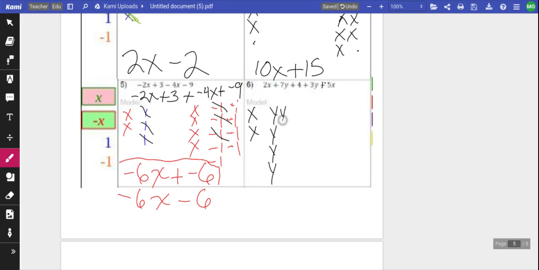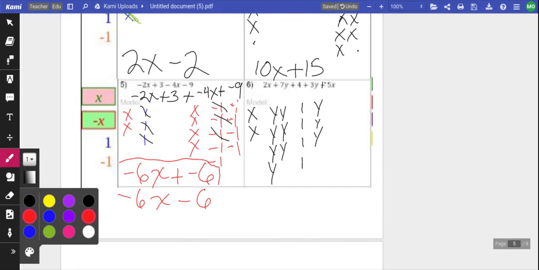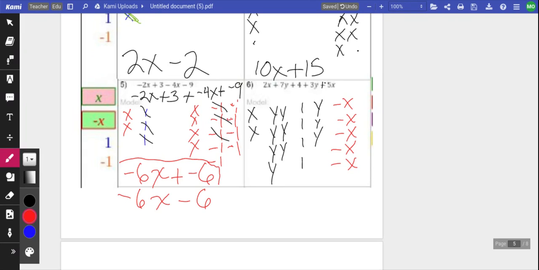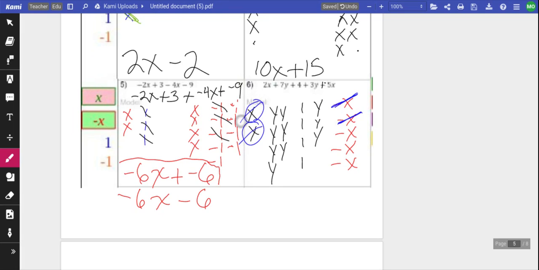And there's 4, 5, 6, 7. Okay, now we have 4 ones: 1, 2, 3, 4, and 3 more y's: 1, 2, 3. But then we got some negative x's to put in. I got to put in 5 of these: 1, 2, 3, 4, 5. Now, what we know is all of the middle stuff is positives, but here I have some positive x's. They're going to cancel out 2 of my negative x's.